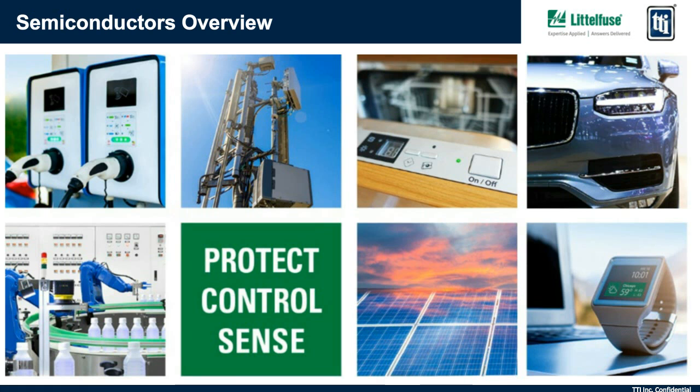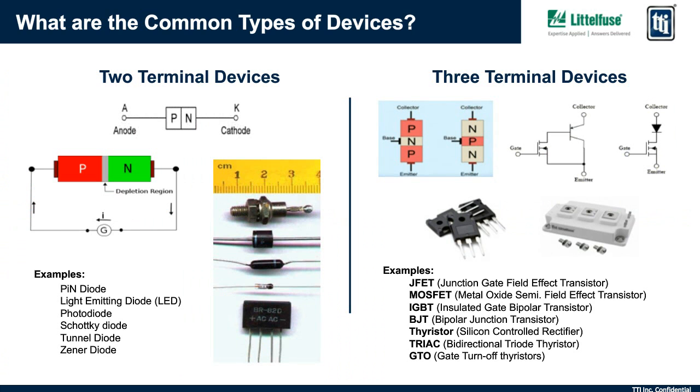So first, let's discuss semiconductors, which are the main devices that these fuses are used for in terms of application and function. There are two common types of semiconductor devices, which break into 2-terminal devices and 3-terminal devices. Most common that we come across when we're looking at high-speed fuse applications are IGBTs, which is the insulated gate bipolar transistor, and also MOSFETs.